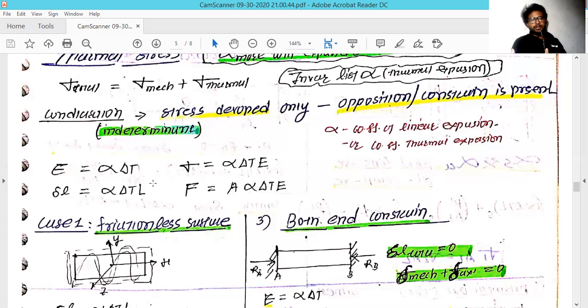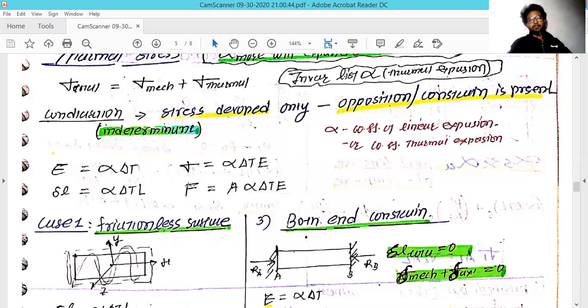So just keep in mind, because GATE mostly gives the problem in such a way that it is a little bit tricky. If you are not able to understand the condition properly, the straightforward answer might be zero stress, because if it is free expansion, in that condition the stress developed in that cross section will be zero. So you have to focus on that particular problem.